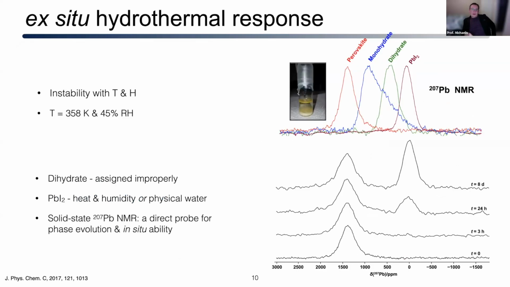Now, the only time that this begins to fail, where it's irreversible, is when you start looking at the perovskite phase, and then you heat it and pass humid air over it. Okay, so we heat this to about 360 K, and we pass humid air at about 45% relative humidity going across it. Over a period of a few hours to a couple of days, you see the perovskite peak decrease, and you see this lead iodide peak form.